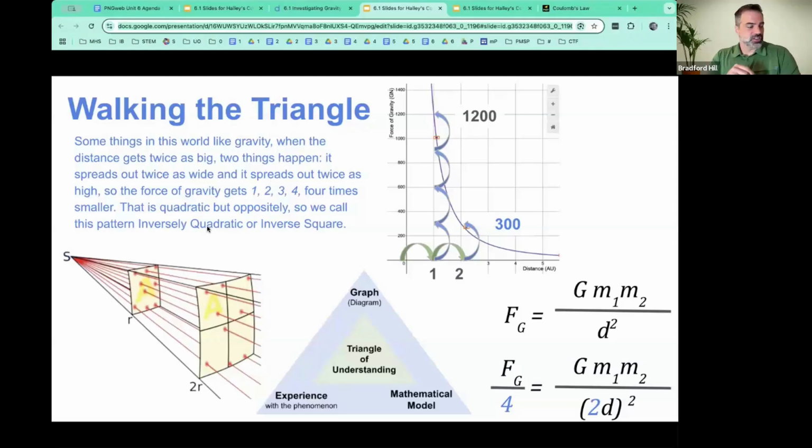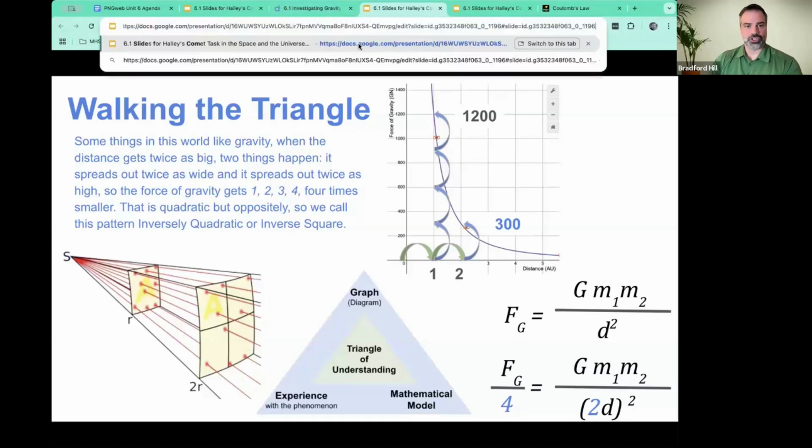but it actually gets, and then we do that count 1, 2, 3, 4 times smaller. So it's quadratic, but oppositely. So we call this pattern inversely quadratic, or again, textbooks and a lot of other places is going to call it inverse square. And so just got a new visual here that just shows, okay, if it's spreading out from a point source, yep, each square is going to have 1/4 of the amount of lines going through it. And you kind of think of that as the strength of gravity, maybe a graviton. I bet we'd probably bring that up with students, but we got this new walking the triangle slide.